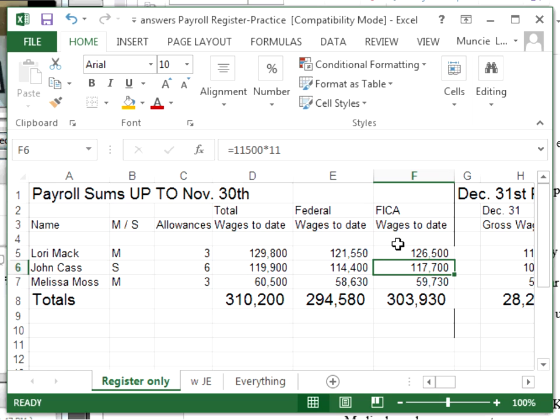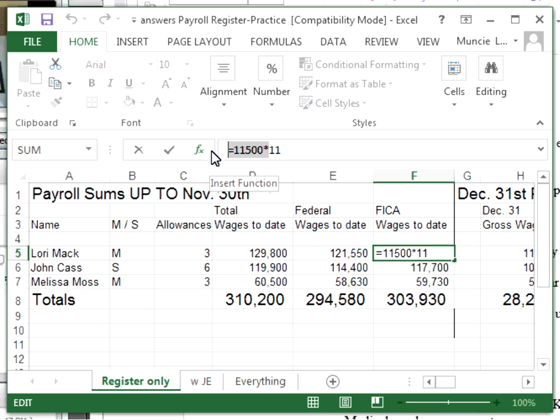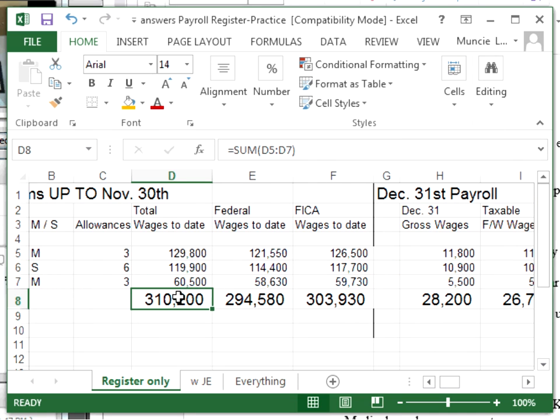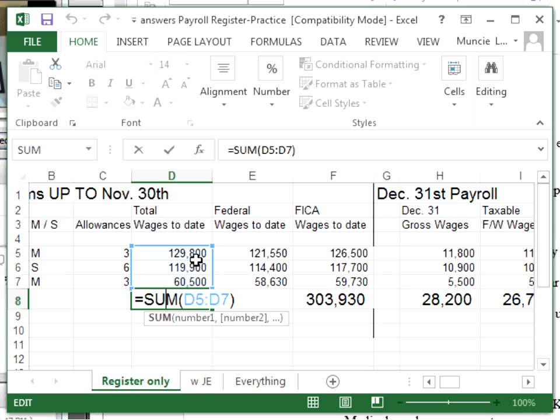Now for FICA purposes, total wages. Remember, everything's the same except I cannot take out the retirement monies like I did for federal. So therefore, I just have the 11,800 gross minus the medical of 300. So that's where I got the 11,500 times the 11 months. Now I think I have this set up already in the template that I've provided to you, but it's good to have a total column down here as well. And as you can see with the formula, all I did is add up this column right here.